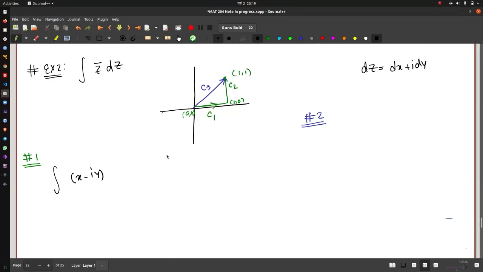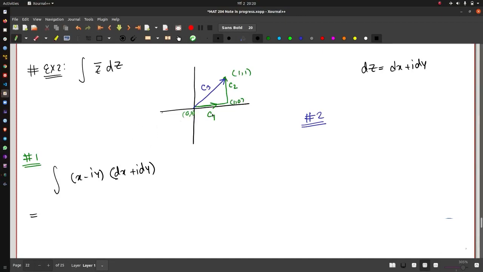That's why you have to choose the parameterization that makes the calculation easier. So instead of dz, now just write dx plus i dy, and you can see that there are two parts, one is C1 and another one is C2. Even though this is a general result, I'm going to use this example to make it understandable to you.